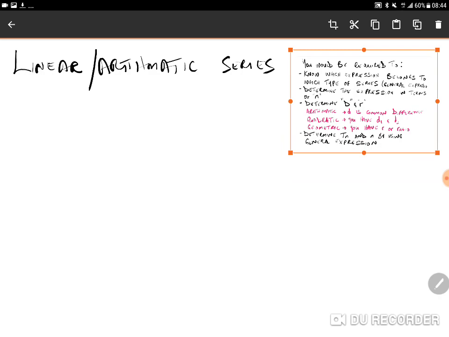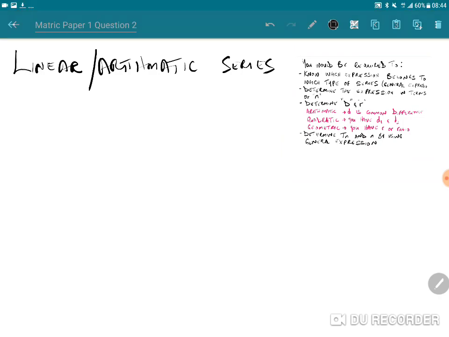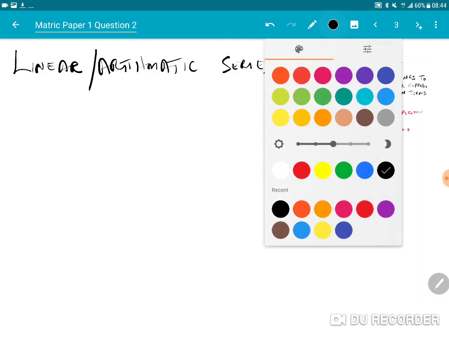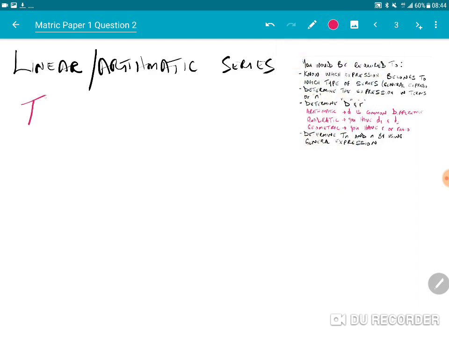So I will do this for arithmetic, for geometric, and quadratic. Okay, so for linear, the first thing that we said was that we would be required to know which expression belongs to which type of series. So that would be the general expression. The general expression for the linear or arithmetic series or pattern would be Tn is equal to a plus n minus 1, times d.